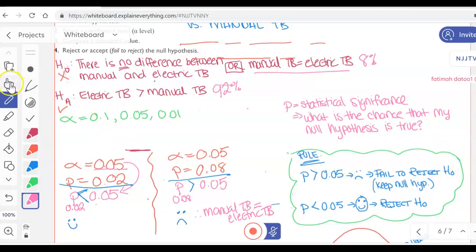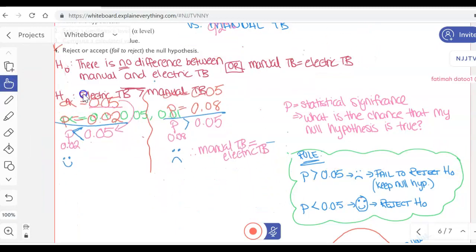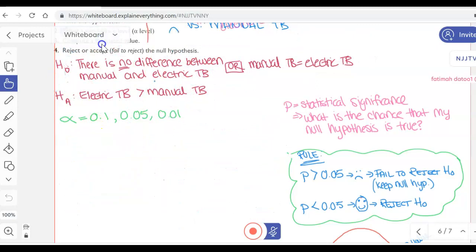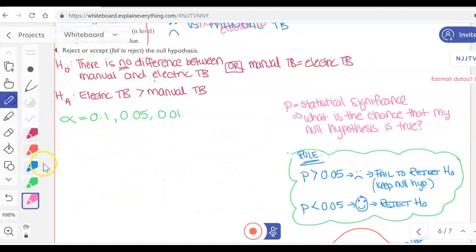Let me bring this up. Okay. Let's do another example. So let's say the researcher now feels a lot more confident and their alpha level is now 0.01, okay, and their p-value that they got was 0.003, okay? So let's figure this out.